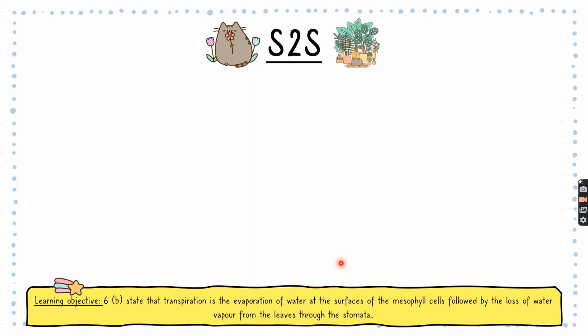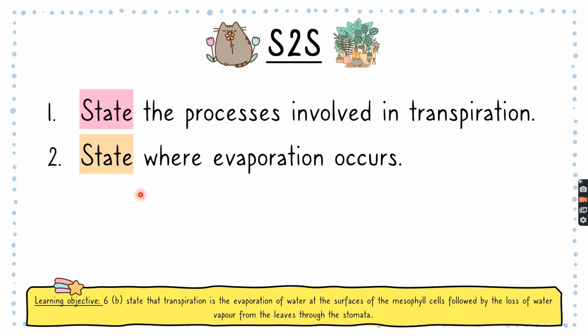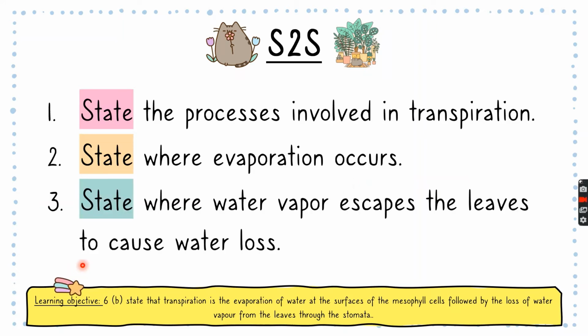So we looked at the learning objective. What is our step to success? Today, you have to state all the processes that are involved in transpiration. Then you have to state where evaporation actually occurs as well. So first is on transpiration, but it has something to do with evaporation. We're going to talk about that later. And the third part is state where water vapor escapes the leaves to cause water loss. So if you can clear all of these 3 points, then you are going to be able to state the definition of transpiration.